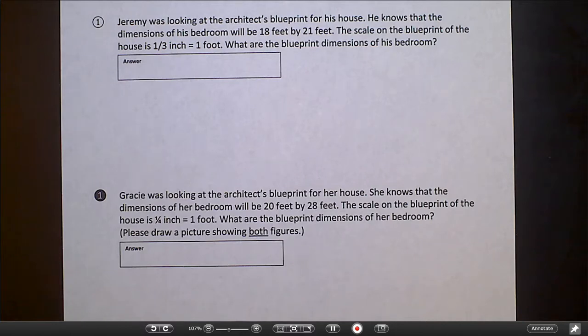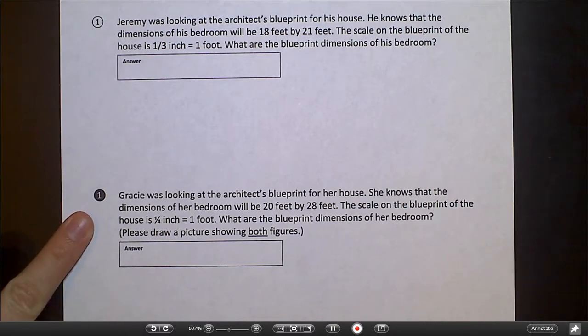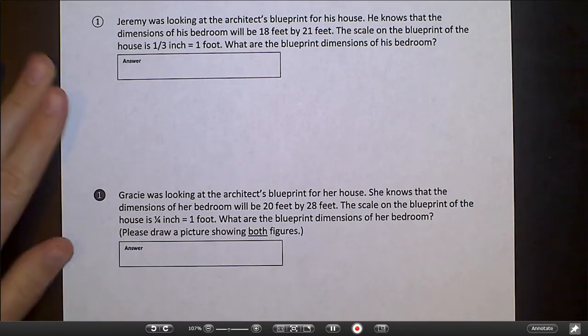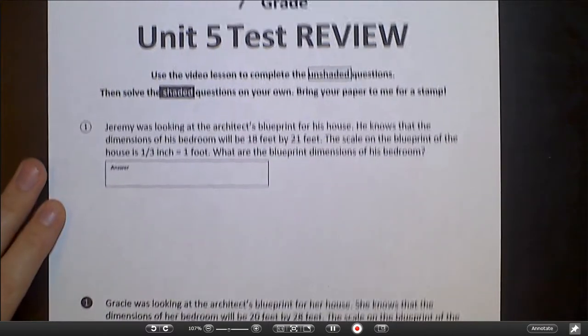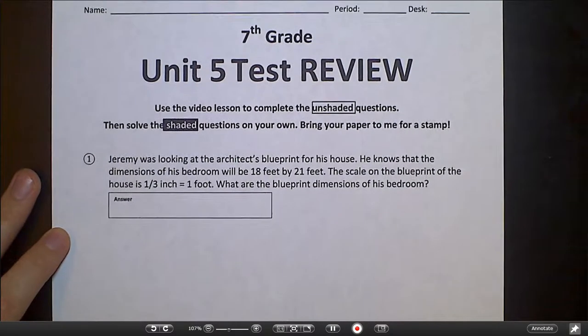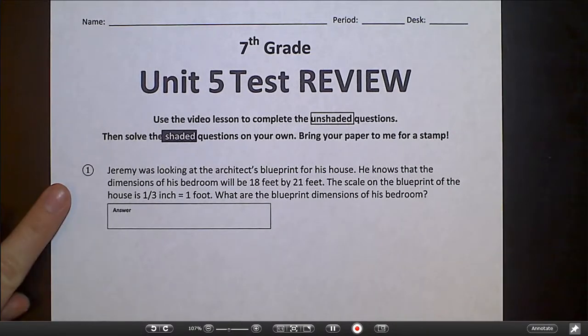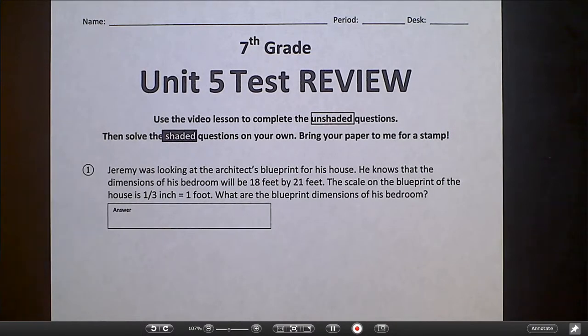So I need you to always make sure that you're getting the shaded question stamped by me or by your teacher before you move on to the next question in the video. If there's something that is challenging to you and you don't quite understand, or you want to make sure that you fully understand something, you have a question, please put a star next to it. That way, when you have finished the review, you remember to go back and make sure that your teacher is able to answer those questions for you. So let's start with number 1 together.